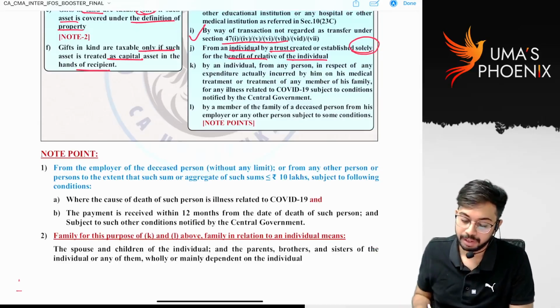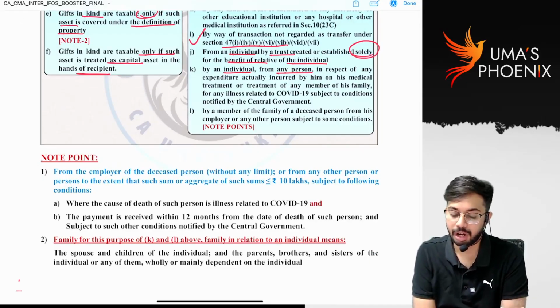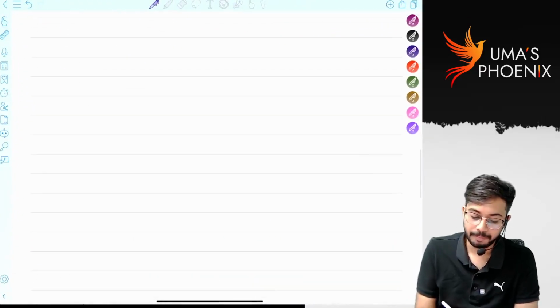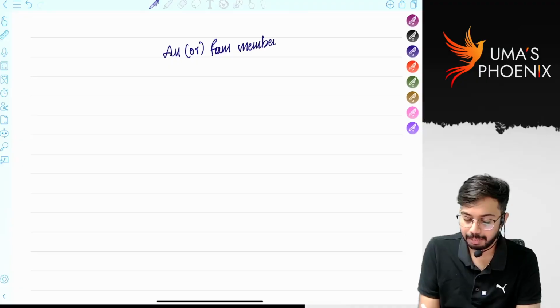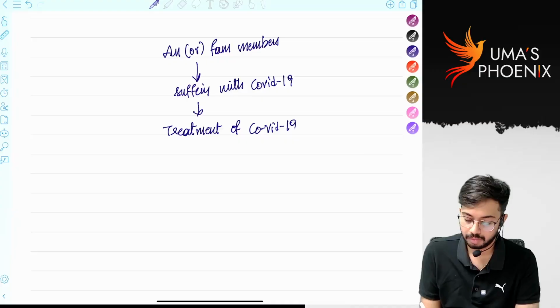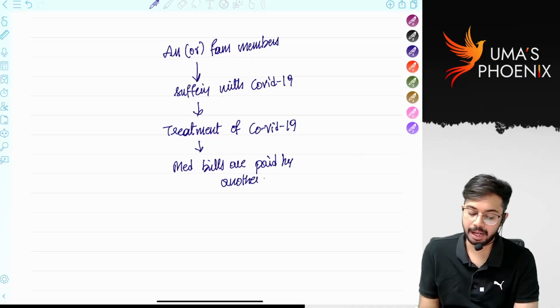it is fully exempt. Next, any gift received by an individual from any person in respect of any expenditure actually incurred by him on his medical treatment or treatment of any member of his family. What do you mean by this? Let's say the individual or family members are suffering with COVID-19, and for the treatment of COVID-19, medical bills are paid by another person. Whatever medical bills are paid by another person, it is a gift, right?